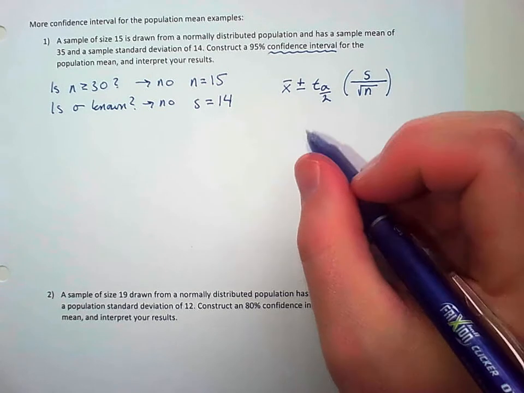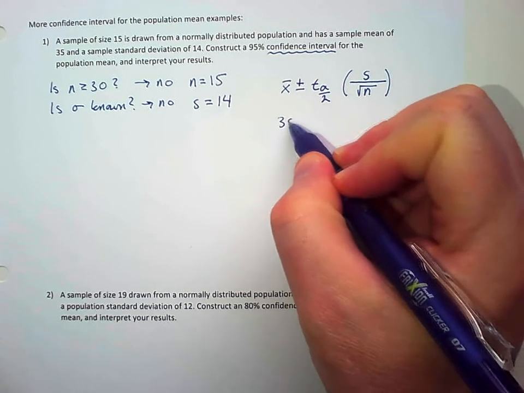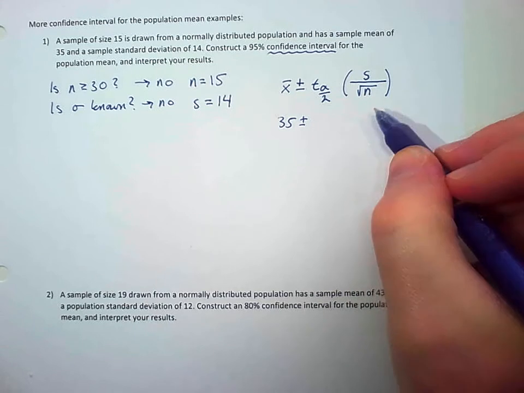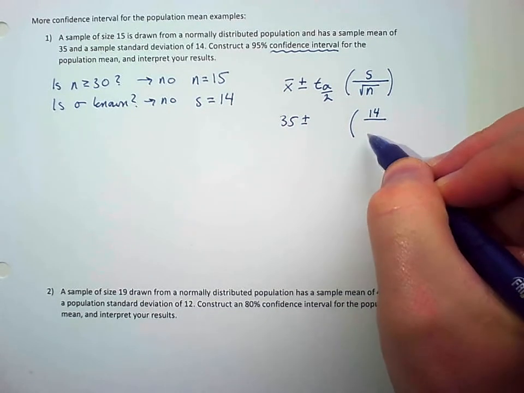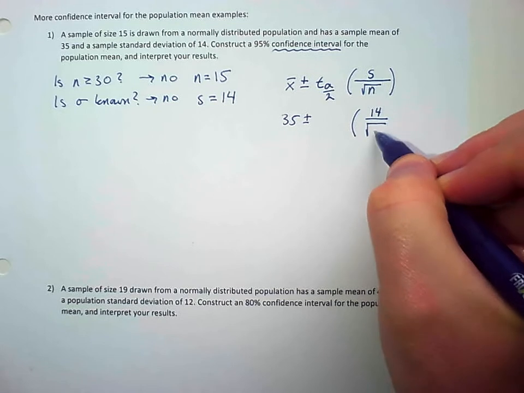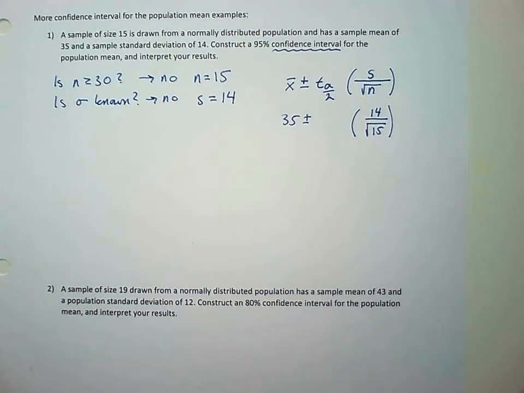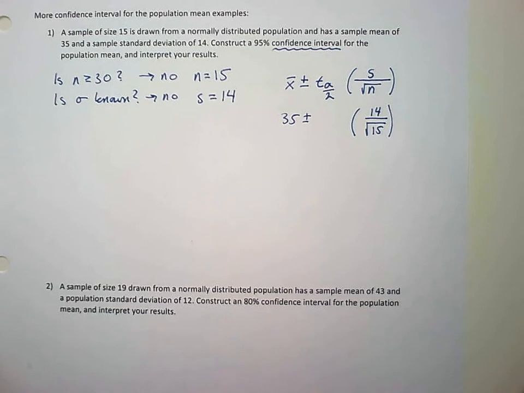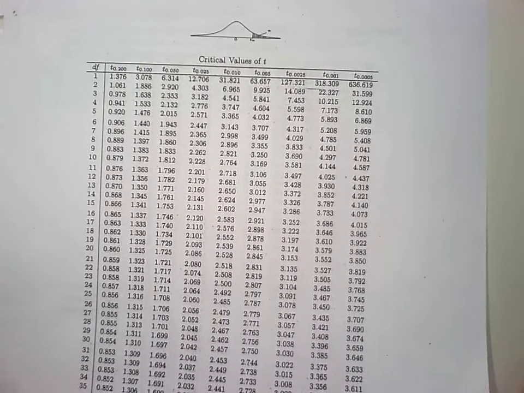Alright, x bar in this problem, our sample mean, is equal to 35. I'm going to skip over t sub alpha divided by 2 here for a second because we already said that s is equal to 14 and n is equal to 15. Now we just need to figure out what is our t value. And for that we need to have a new table. And it's going to be this table right here.